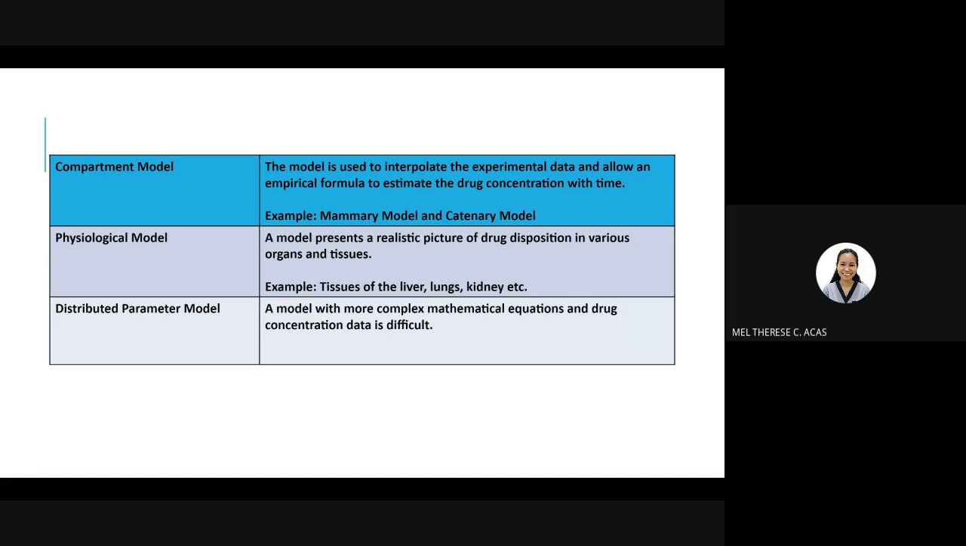The third one is the distributed parameter model. This model is more complex. It is a fusion of the physiological model and the compartmental model. That is why, based on its definition, the mathematical equation and the concentration data are somewhat complicated.